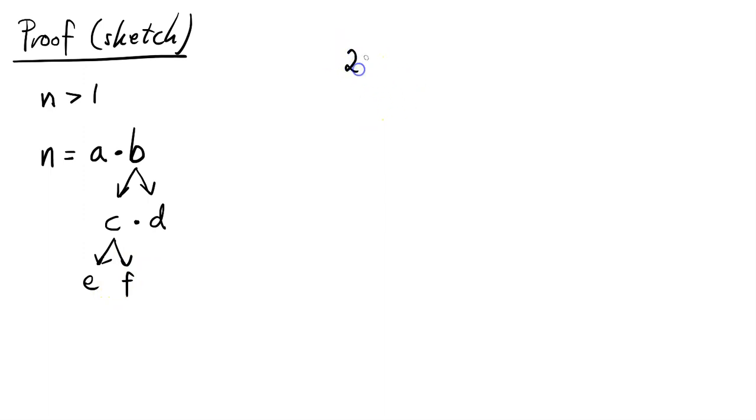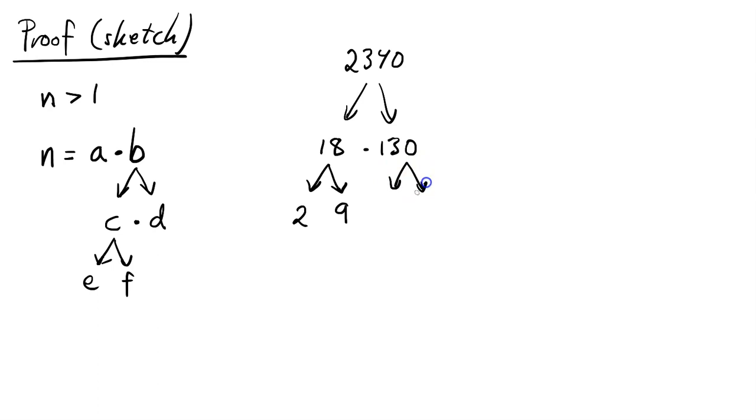So let's take an example of this. Let's say we have 2340. This we can write as 18 times 130. There are other ways to write this as a multiplication of 2 factors, but this is one way. Now both of these are not prime numbers, so let's continue to write them as a product of 2 numbers. We can write 18 as 2 times 9, for example, and 130 as 13 times 10. 13 is a prime number, so we are finished in this branch. 9 is not, so we can write it as 3 times 3. 10 is not prime, so we continue with that one: 2 times 5. And now all are prime numbers.